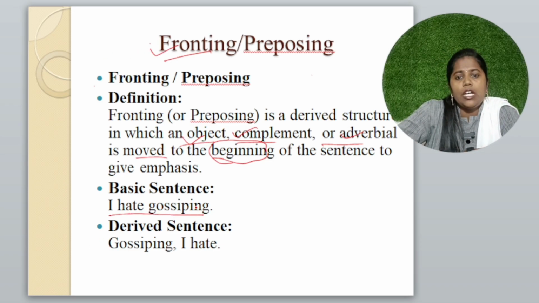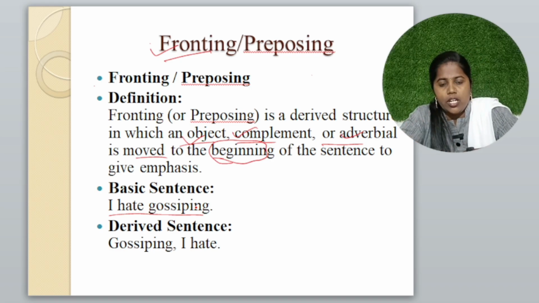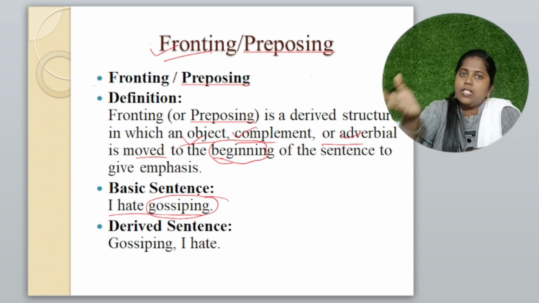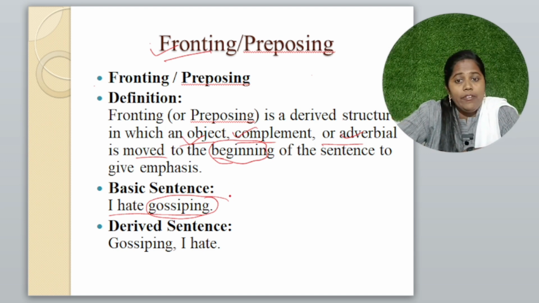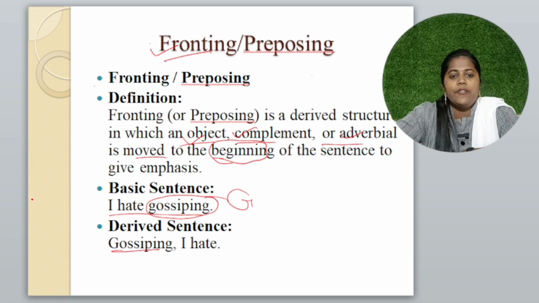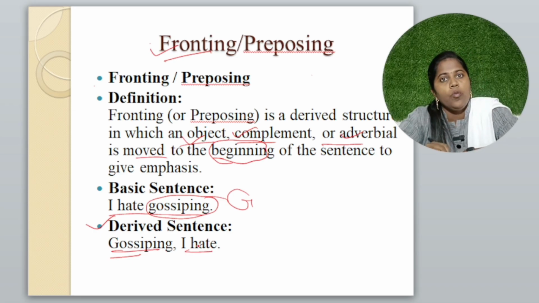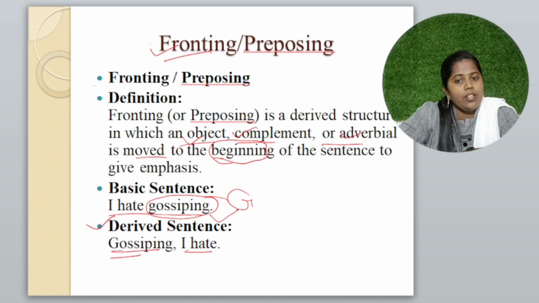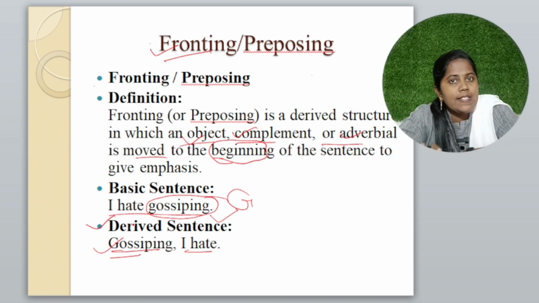Just see some examples. I hate gossiping. This is a very basic structure. But if I want to focus on this word, that is gossiping, then what will I do? I will just shift this element to the front. Then I will say, gossiping I hate. See, here in derived structure I have written, gossiping I hate. What did I do here? I just changed the place of that element. Earlier it was at the end, but I shifted it to the front, and that's why this is fronting.